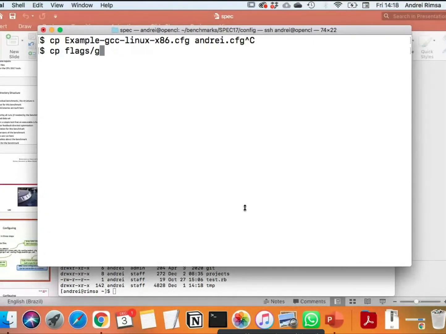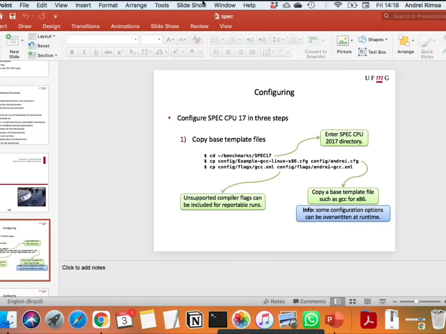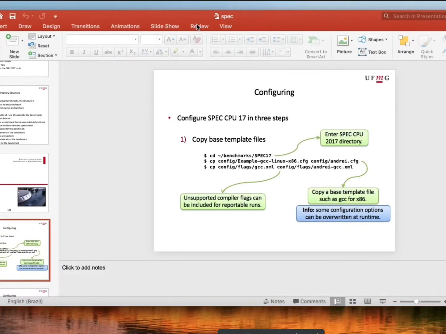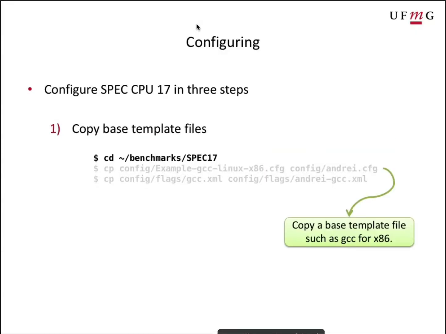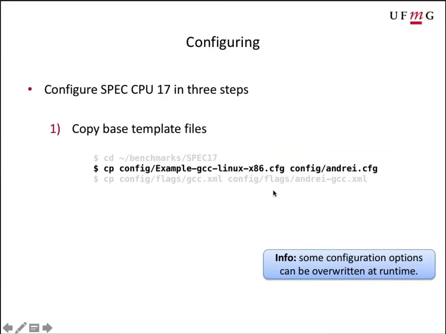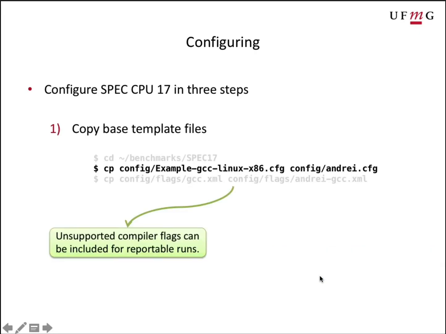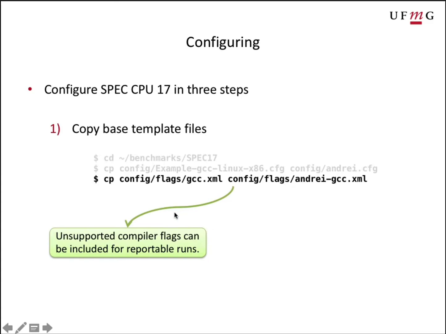CP flags, GCC, flags, GCC. We will see how this works in a little bit. The directory copies the base template files. Like I said, some configuration options can be overwritten at runtime, and unsupported compiler flags can be included for a portable run. So we need to do this here.